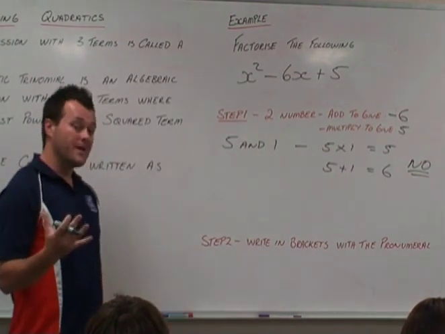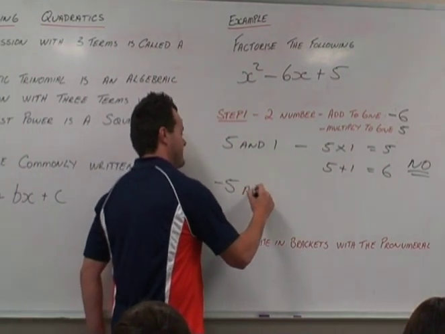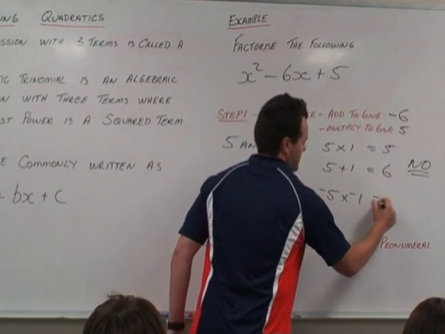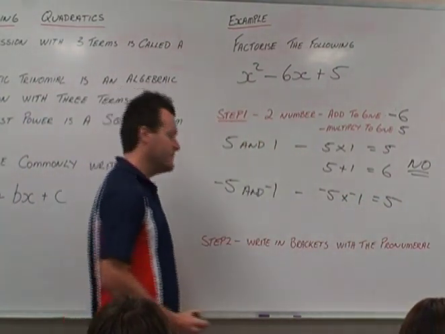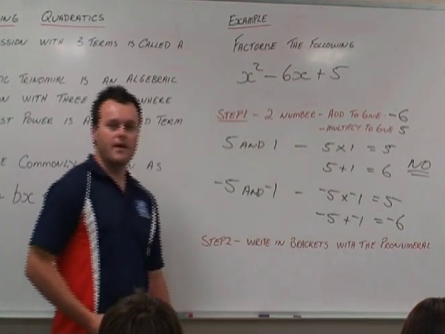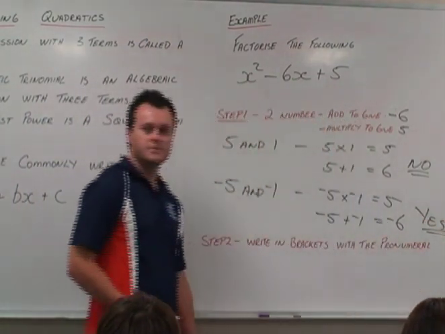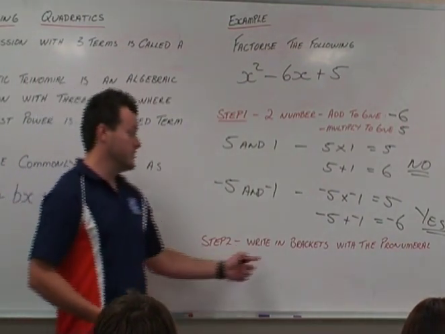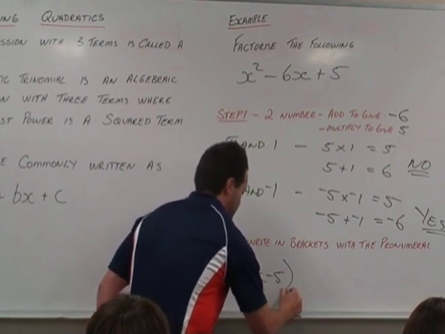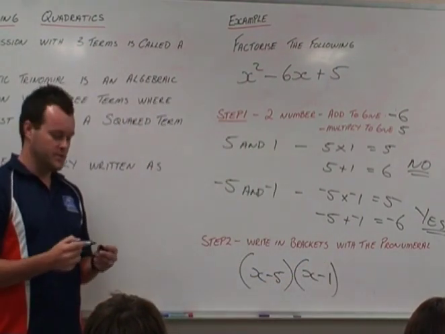So the question is, what are the other two? We need to think outside the square. Hopefully you know the negatives. Negative 5 and negative 1 will also multiply to give 5, but minus 5 plus minus 1 will also give us our negative 6. So therefore, we know what numbers we're going to use to factorise with. Step 2, write them in the brackets with the pronumeral. Really easy. x minus 5, x minus 1. Really simple.